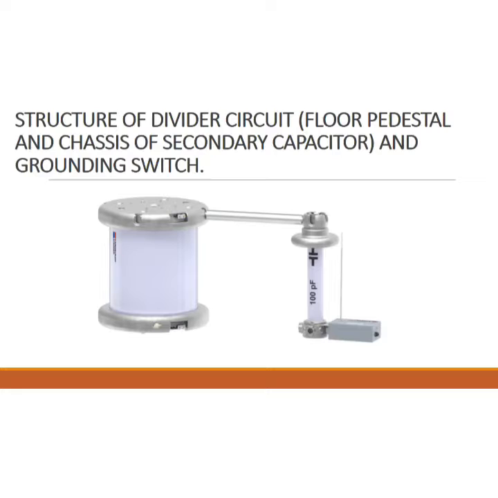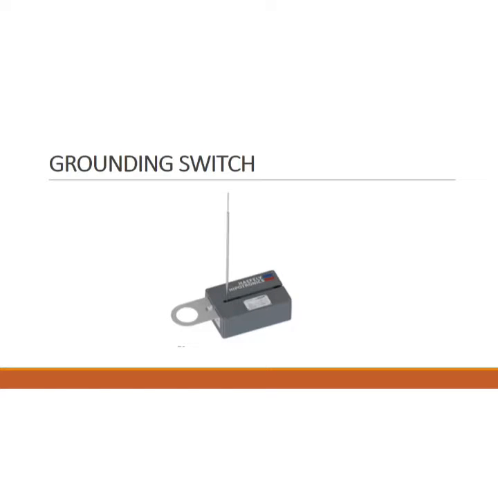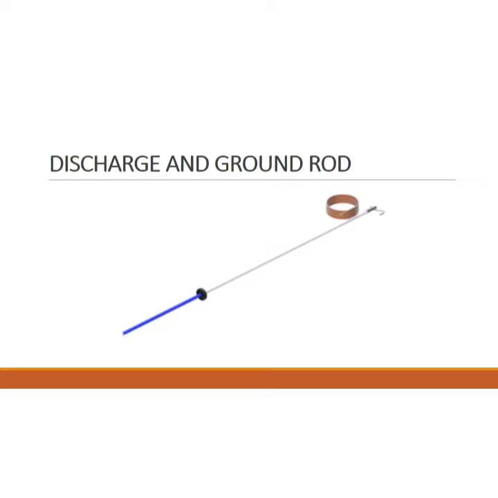Second part, I'm going to explain about the structure of the divider circuit, which consists of the floor, pedestal, and the chassis of the secondary capacitor, and the grounding switch. It contains a grounding switch. The function of the grounding switch is as a remote controlled switch, which can be used to ground the high voltage construction kit. Second is the discharge and ground rod. The function of the discharge and ground rod is as an earth ground rod for manual discharge of the high voltage kit components.